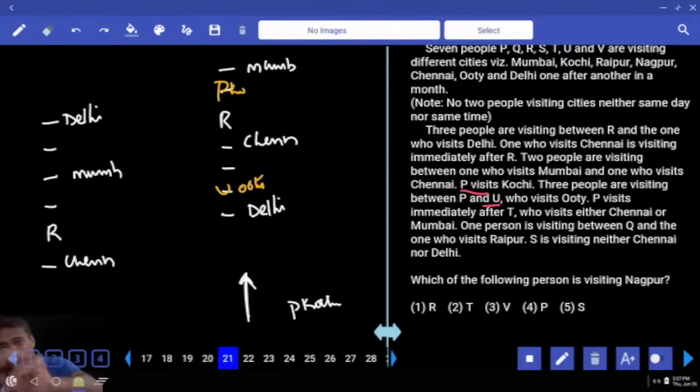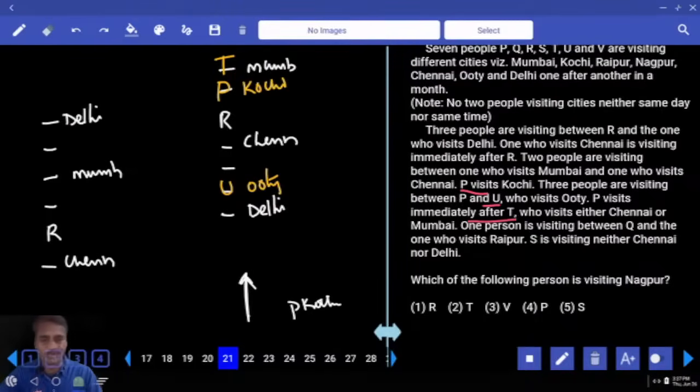Then where should this P be? P must be second from the top. Now P is here, then T is here, and T is either Mumbai or Chennai. There are 3 persons between P and U who is Ooty. And P is from Kochi. Then P visits immediately after T, and T visits either Chennai or Mumbai.